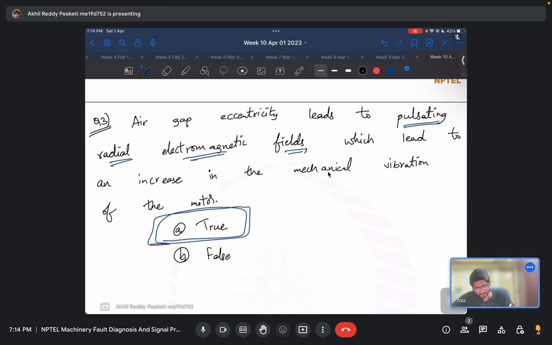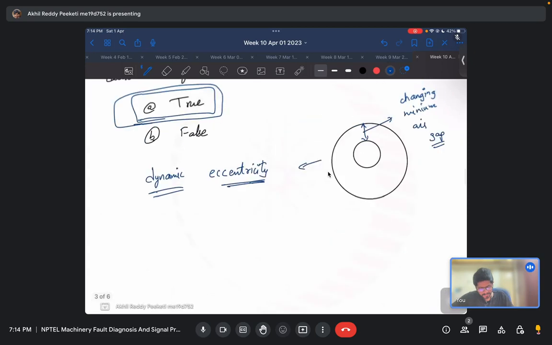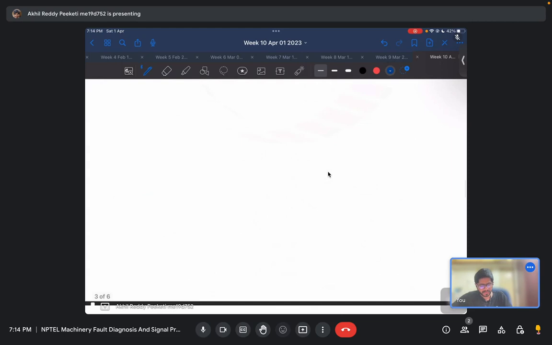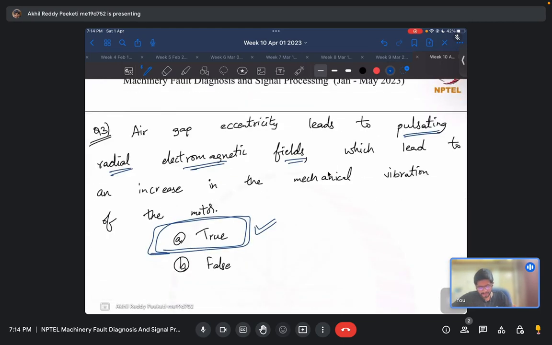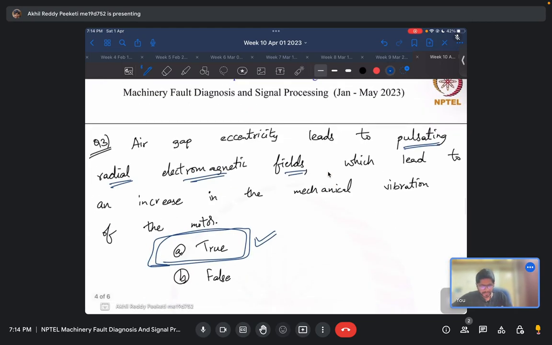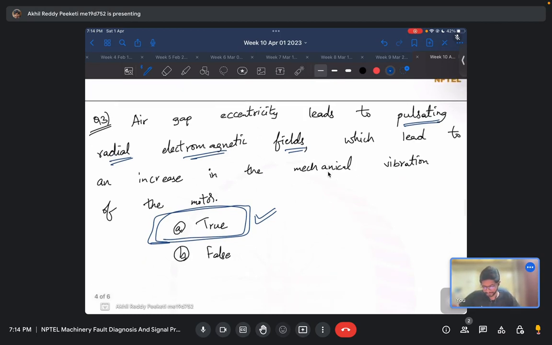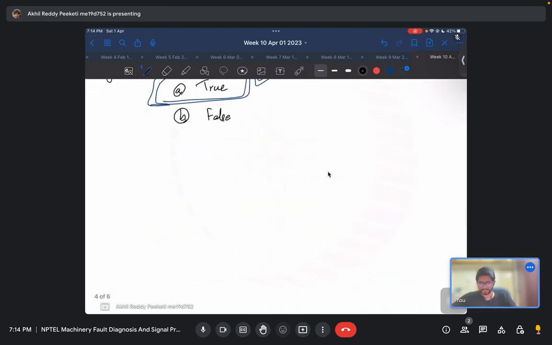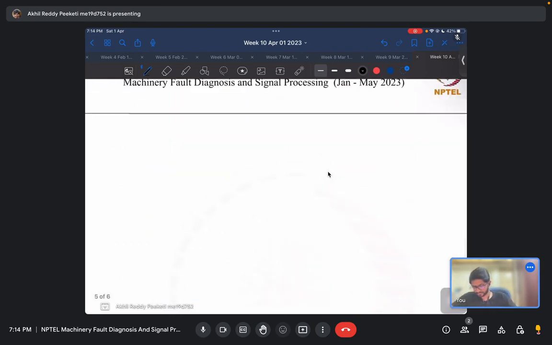So the air gap eccentricity, which we have seen earlier, will actually lead to pulsating electromagnetic fields, which in turn will lead to more vibration in the motor and then cause premature failures. Let's look at the next question.